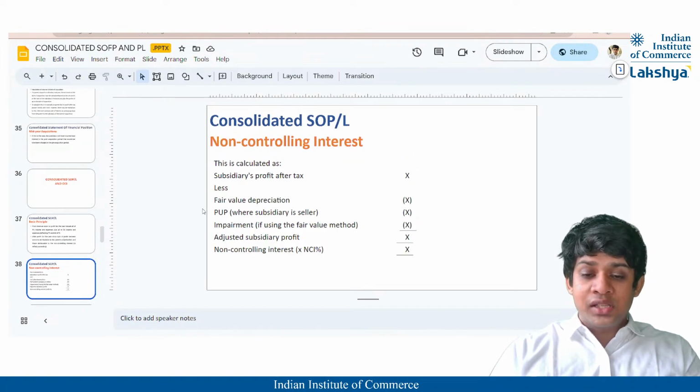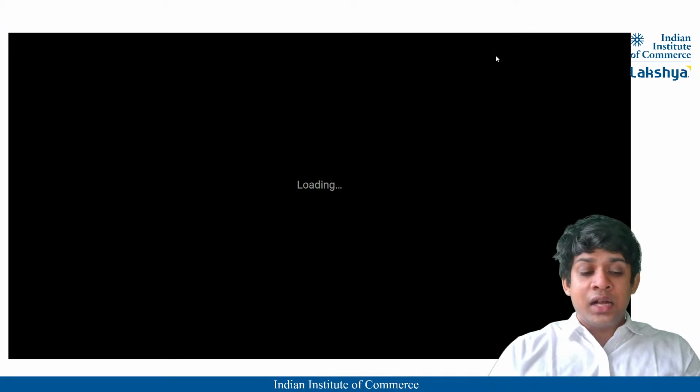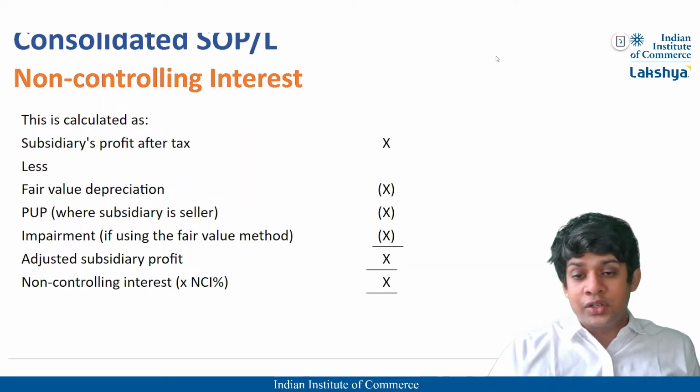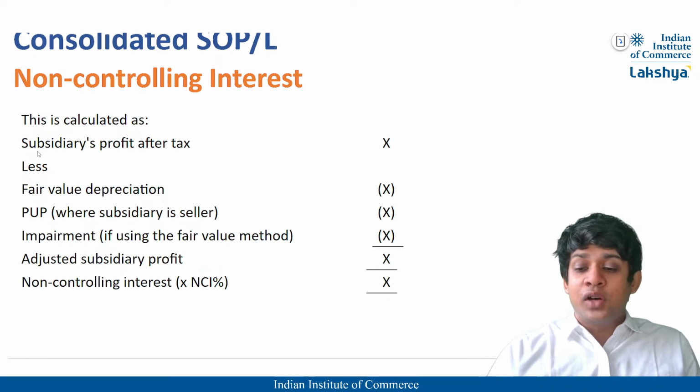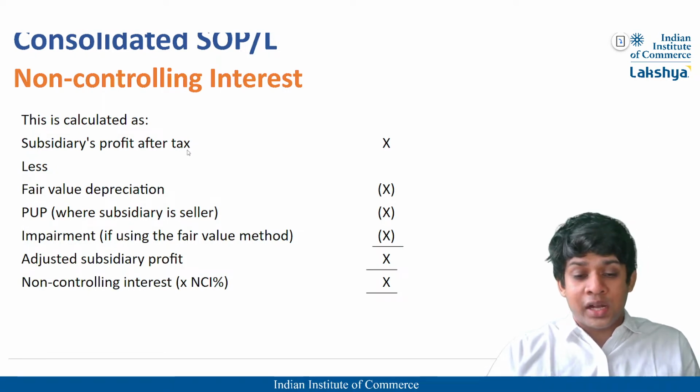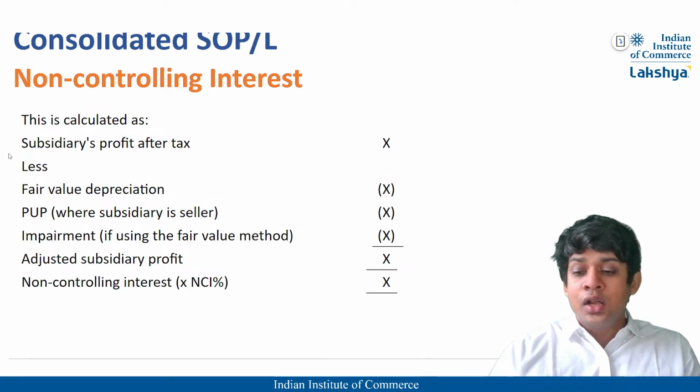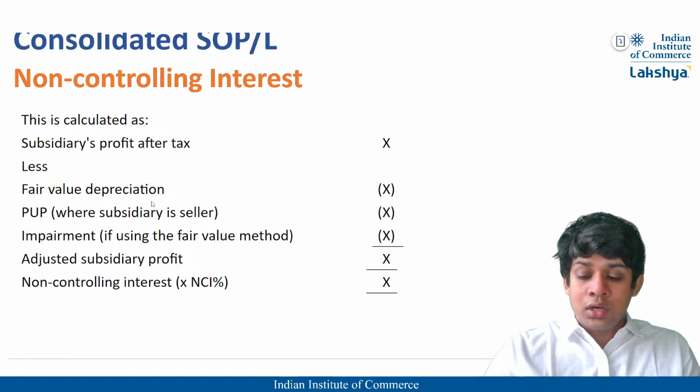So that is the basic principle. Now they have provided us information about the non-controlling interest, so let us just have a look at it. As I told you, we'll first take the subsidiary's profit after tax, whatever that is. From this, we are going to subtract any fair value depreciation.